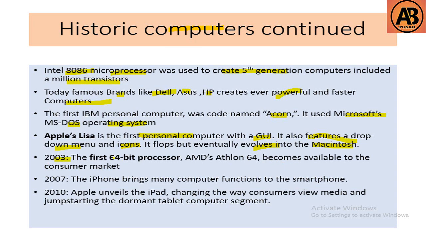In 2003, the first 64-bit processor, AMD's Athlon 64, becomes available to the consumer market. Then in 2007, the iPhone brings many computer functions to the smartphone. Then in 2010, Apple unveils the iPad, changing the way consumers view media and jump-starting the dormant tablet computer segment. So these are the computer generations and some historic computers.